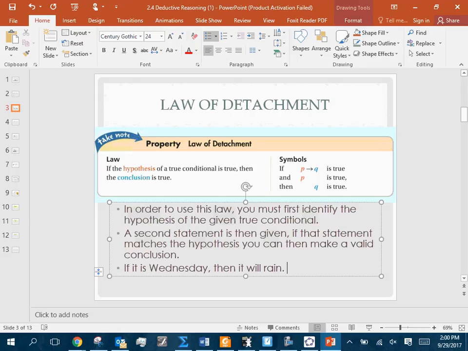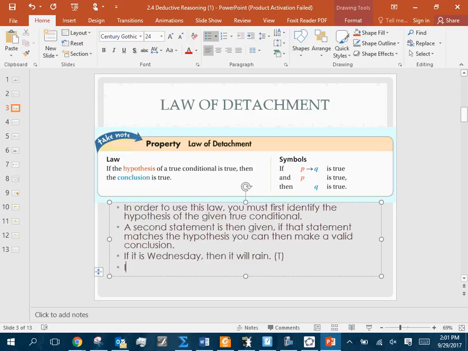And I tell you that the Weather Channel told me it's a 100% chance it's going to rain Wednesday. So that's why I came up with that condition. I say that's a true conditional statement. If it is Wednesday, then it will rain. Okay? Now, I give you an additional statement. I give you one more piece of information. And I tell you, today is Wednesday. Okay.